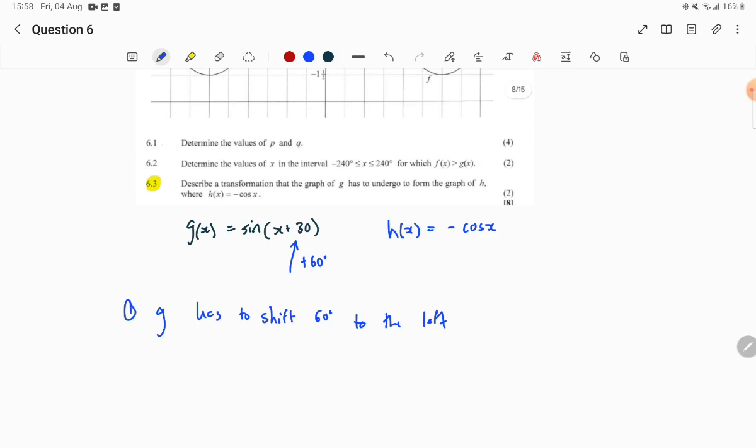And then thereafter, we have a negative sign here, which indicates that there's some sort of reflection. So the second part, after it has shifted 60 degrees to the left to become a cos graph, is that graph G has to then be reflected about the x-axis. And that's how we get from g of x equals sine x plus 30 to h of x equals minus cos x.